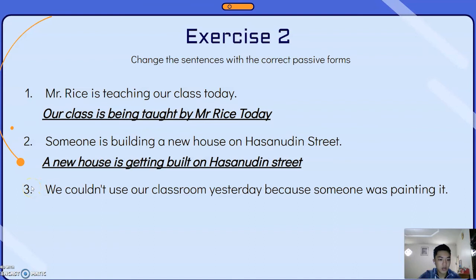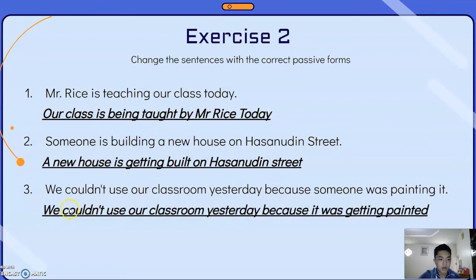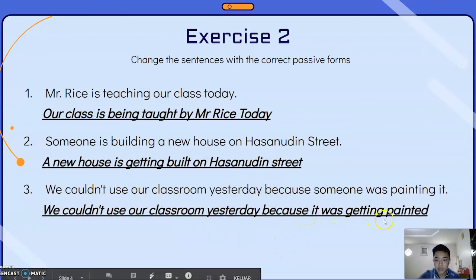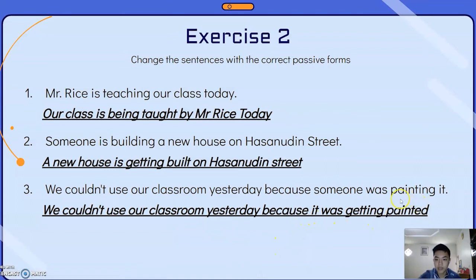Number 3 is We couldn't use our classroom yesterday because someone was painting it. The passive form is We couldn't use our classroom yesterday because it was getting painted. So the verb here is painting, and we change it to painted, verb number 3. Okay, so that's all for exercise number 2. We go to exercise number 3.